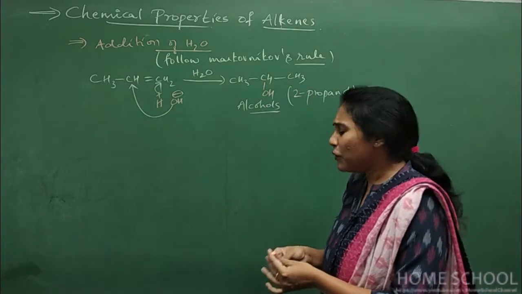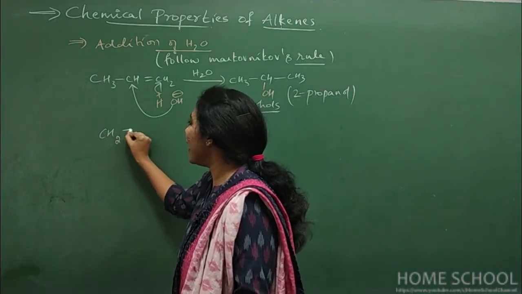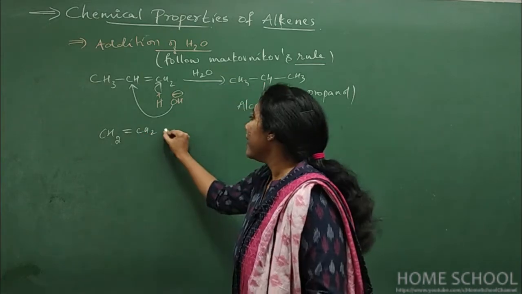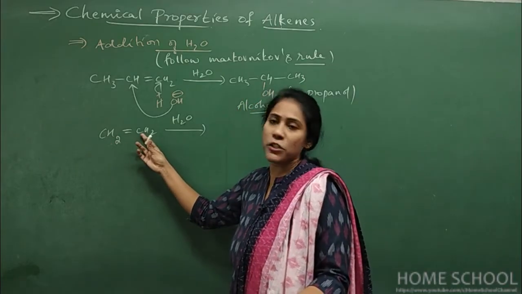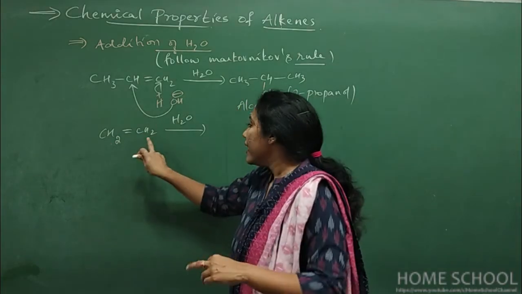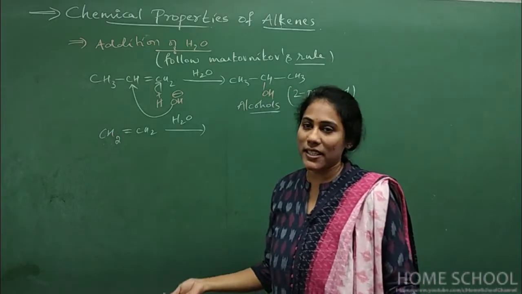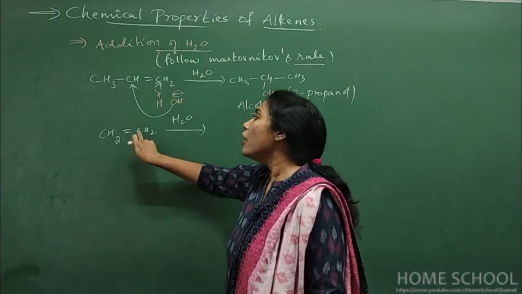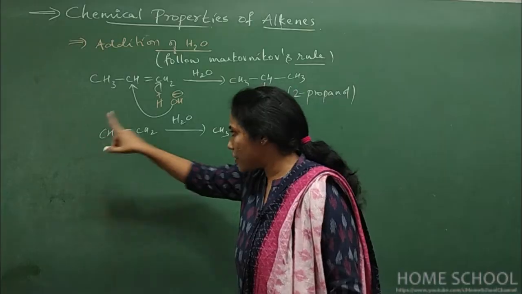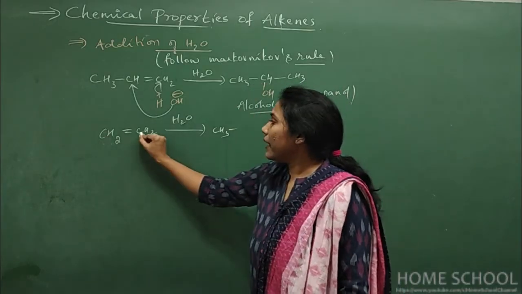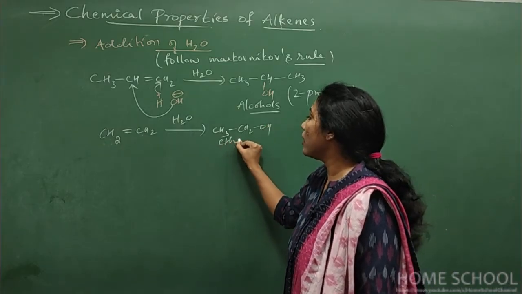And if you want to add to a symmetrical alkene, you can add however you want. Say I take simple ethene. To add water, you can add H plus to this carbon and OH minus to that carbon, or H plus to the other carbon and OH minus to this one. You get the same product in both cases. Let me add H plus here and OH here. This carbon gets converted to CH3, the double bond becomes a single bond, and the other gets converted to CH2OH. So you will get ethanol.